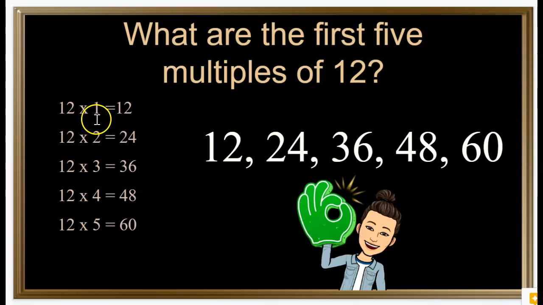I will do 12 times 1, giving me 12. 12 times 2, 24. 12 times 3, 36. 12 times 4, 48. 12 times 5, 60. Because it asked for the first 5 multiples, we will not need to go on. Therefore, my answers are 12, 24, 36, 48, and 60. You can make sure you check your work by using the multiplication table that we have provided.